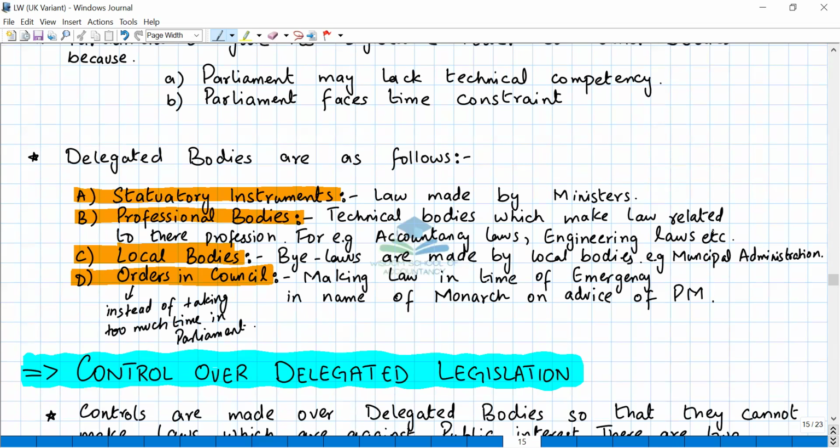The first one is statutory instrument. Statutory instrument means the law made by ministers. Like for example, you will delegate your power to the railway minister and ask him to create the laws regarding the railways. You will delegate the power to the education minister and ask him to create the laws regarding education. You will delegate the power to the health minister and ask him to create the law regarding health issues. Okay.